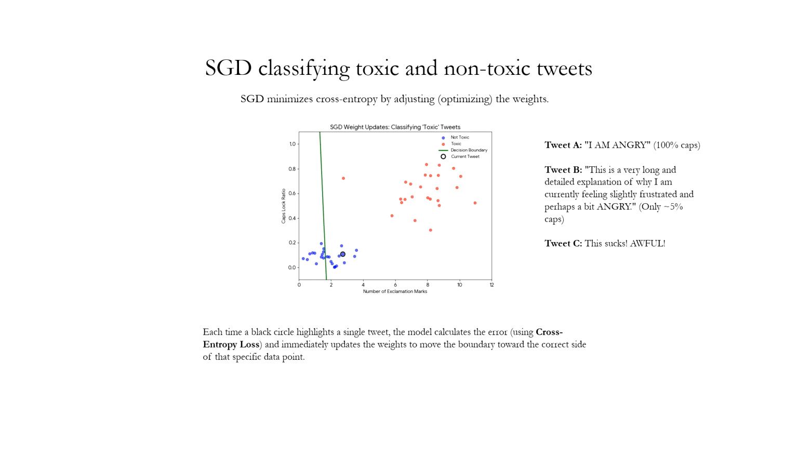Each time a black circle highlights a single tweet, the model calculates the error, the cross entropy loss, and immediately updates the weights to move the boundary towards the correct side of that specific data point. This illustration wasn't drawn to scale, but that's the idea. Basically, you want to push the toxic tweets to where they are actually toxic, and the non-toxic tweets to where they are non-toxic. And you can see from the feature engineering, the lower the number of exclamation marks and the lower the caps lock ratio, it's probably going to be not toxic.